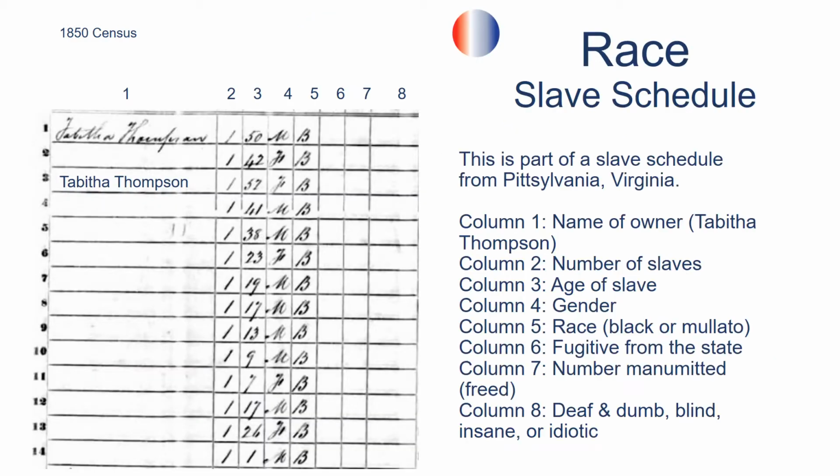Race, slave schedule. This is part of the slave schedule for Pennsylvania, Virginia. Column 1, name of owner, Tabitha Thompson. Column 2, number of slaves. Column 3, age of slave. Column 4, gender. Column 5, race, black or mulatto. Column 6, fugitive from the state. Column 7, number manumitted, freed. Column 8, deaf and dumb, blind, insane, or idiotic.